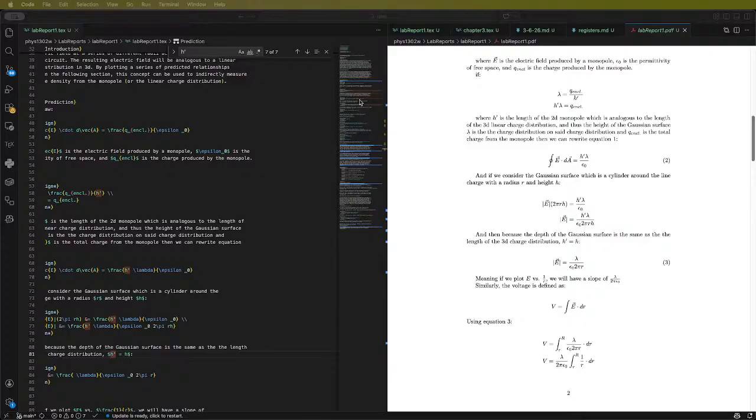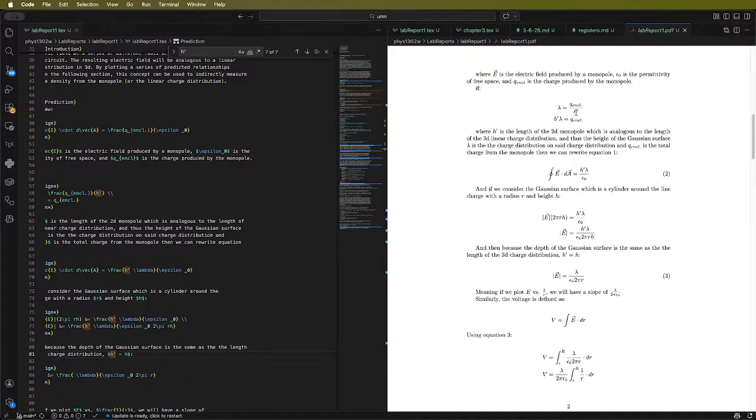So you can end up saying that the height I just defined here, the length of the 3D charge distribution, is equal to the height of this Gaussian surface down here, and you end up being able to cancel them out, right? So that problem is fixed.